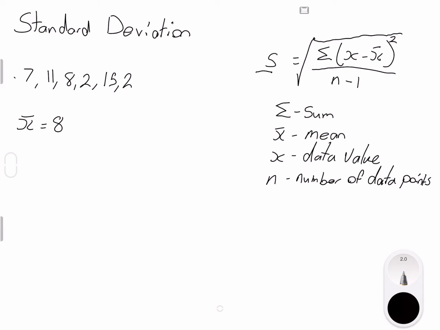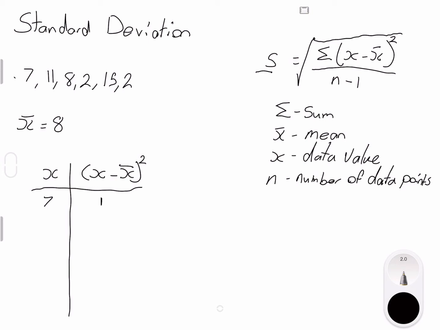Next, what we need to do is for each of the data points, find out what X minus the mean, squared, is. So let's draw up a little table. We're going to go X, and X minus the mean squared. So we've got 7. So 7 take 8, because 7 take the mean, is minus 1. Minus 1 squared is 1.